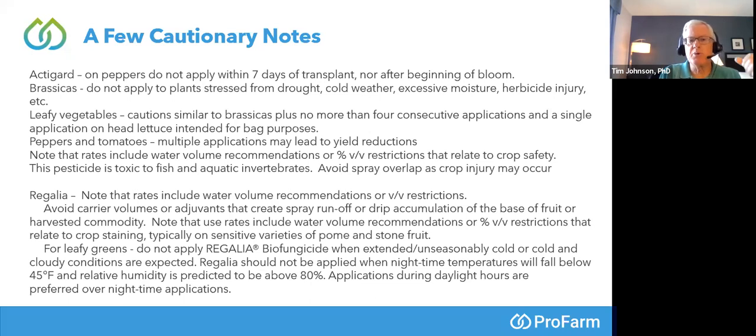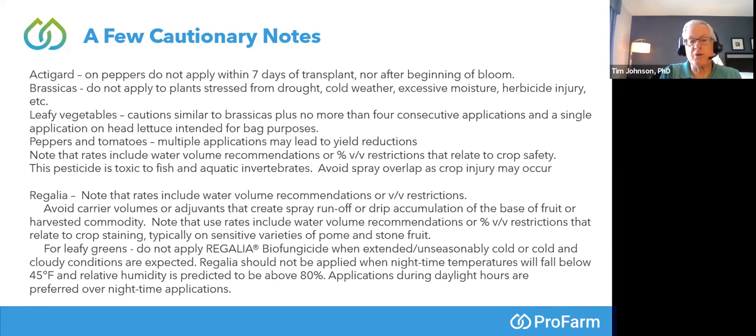Brassicas and leafy vegetables: don't apply when the plants are stressed from drought, cold weather, excessive moisture, or herbicide injury. Basically this has to do with the fact that when plants are under stress, they actually respond as if they had been treated with an SAR stimulating type product. They tend to accumulate hydrogen peroxide. If you then apply a product that stimulates the production of more hydrogen peroxide, you end up with basically the plant eating holes in its own leaves, so you get some crop damage, if you will.